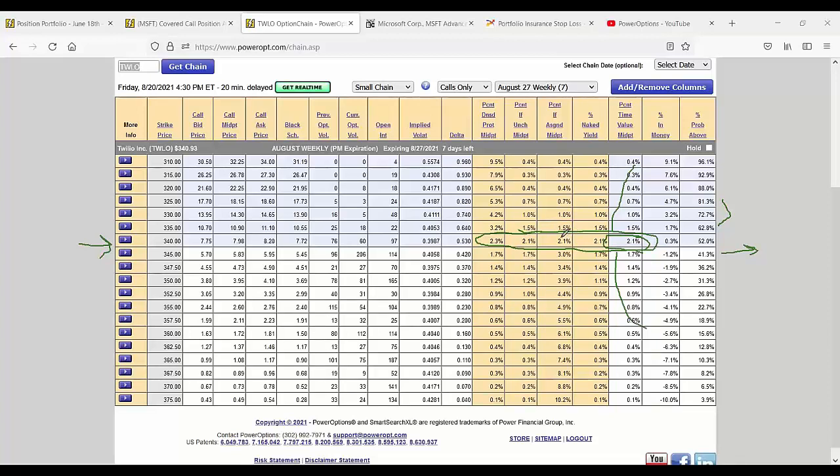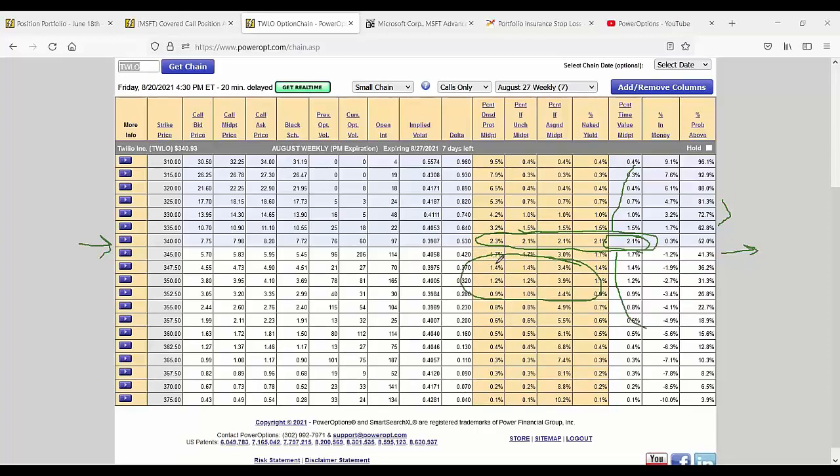If, like the Microsoft position, and I don't know if this was actually Pierre's approach, but if he didn't want to be assigned on the position, he just wanted to continue to sell out of the money covered calls against it month by month or week by week to generate income and have it expire, then naturally your focus would be up here. You're going into the out of the money cycle.